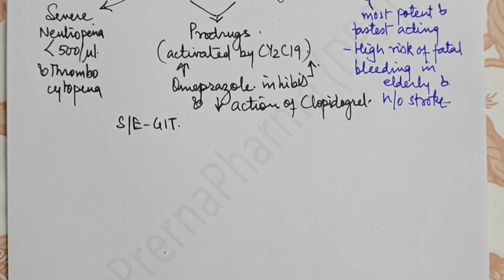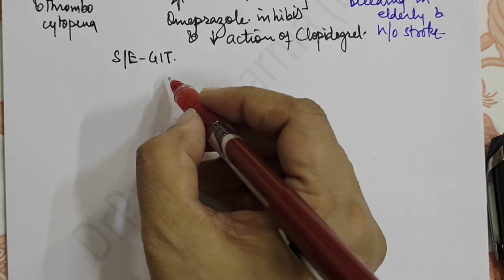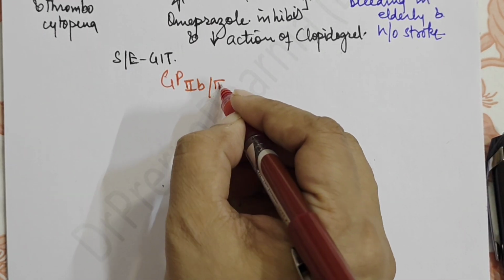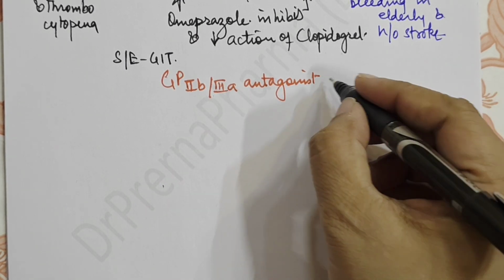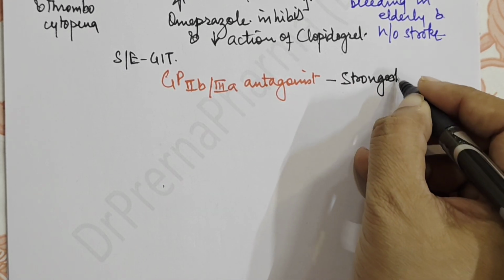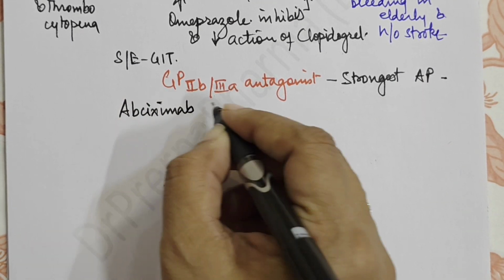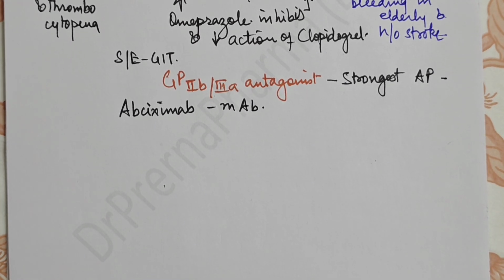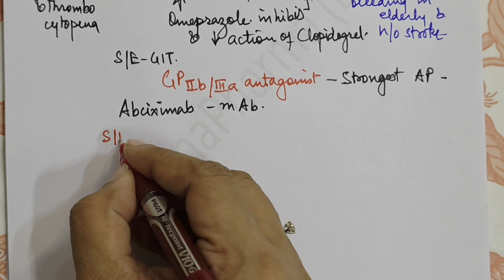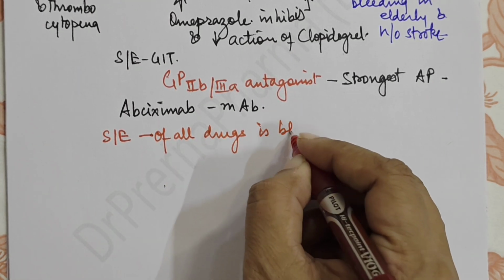Okay, then the next category of drugs that we have to see is GP2B3A antagonists. Now, I'll say these are the strongest antiplatelet drugs. In this, abciximab is a monoclonal antibody. Apart from abciximab, the other drugs that we have are tirofiban and eptifibatide. Now these drugs are good antiplatelets, but they have side effects. What are the side effects? The side effect of all the antiplatelet drugs is bleeding.